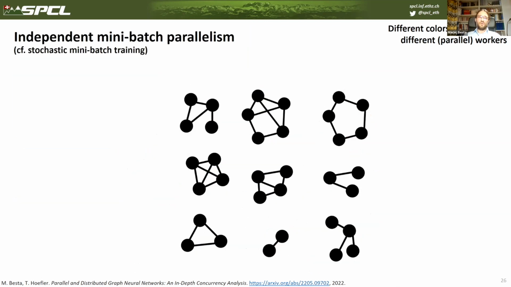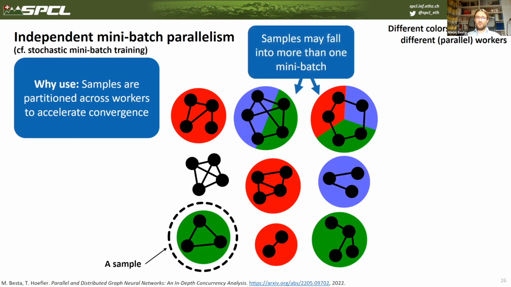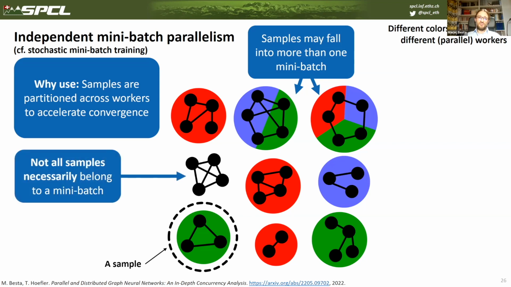And then we have something similar in the independent mini-batch case, right? In that case, we deal with independent samples, for example, independent graphs. So one sample is now one of these graphs. The reason for using this scheme is the same as in the dependent mini-batch parallelism, namely, we do this partitioning and this mini-batching to speed up convergence. We have similar features: on one hand, some samples may fall into more than one mini-batch, while not all the samples will necessarily belong to even one of the mini-batches.